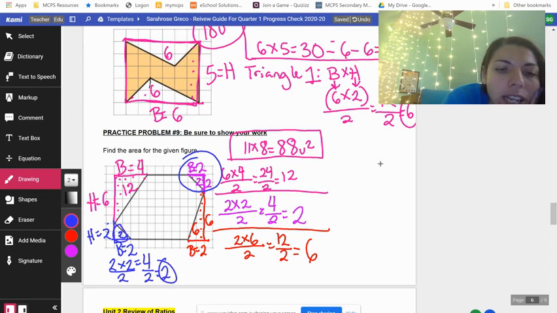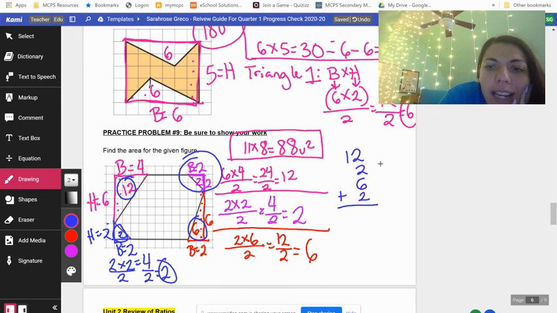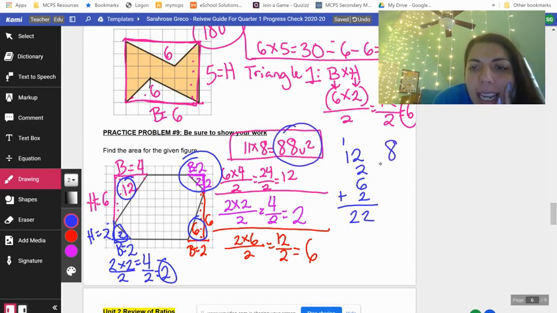Okay, so now we take all the areas for these triangles, and we add them up: 12, 2, 6, and 2. That's the area for all these triangles on the side. But remember, we don't want to count them because they're not a part of the shape. So 6 plus 2 is 8, 8 plus 2 is 10, 10 plus 2 is 12. So 22 for the triangles. Now we're going to go back to this 88 and say 88 minus 22.